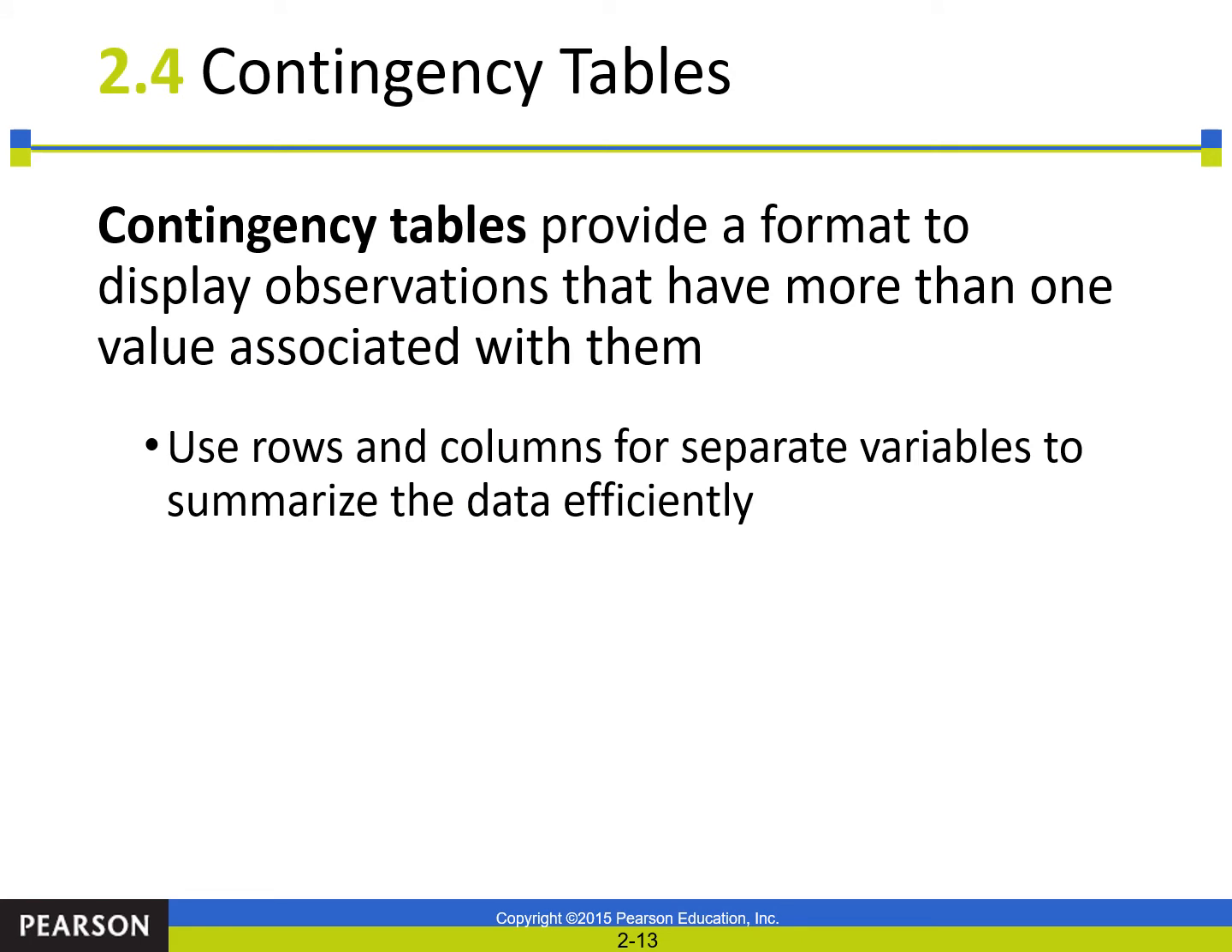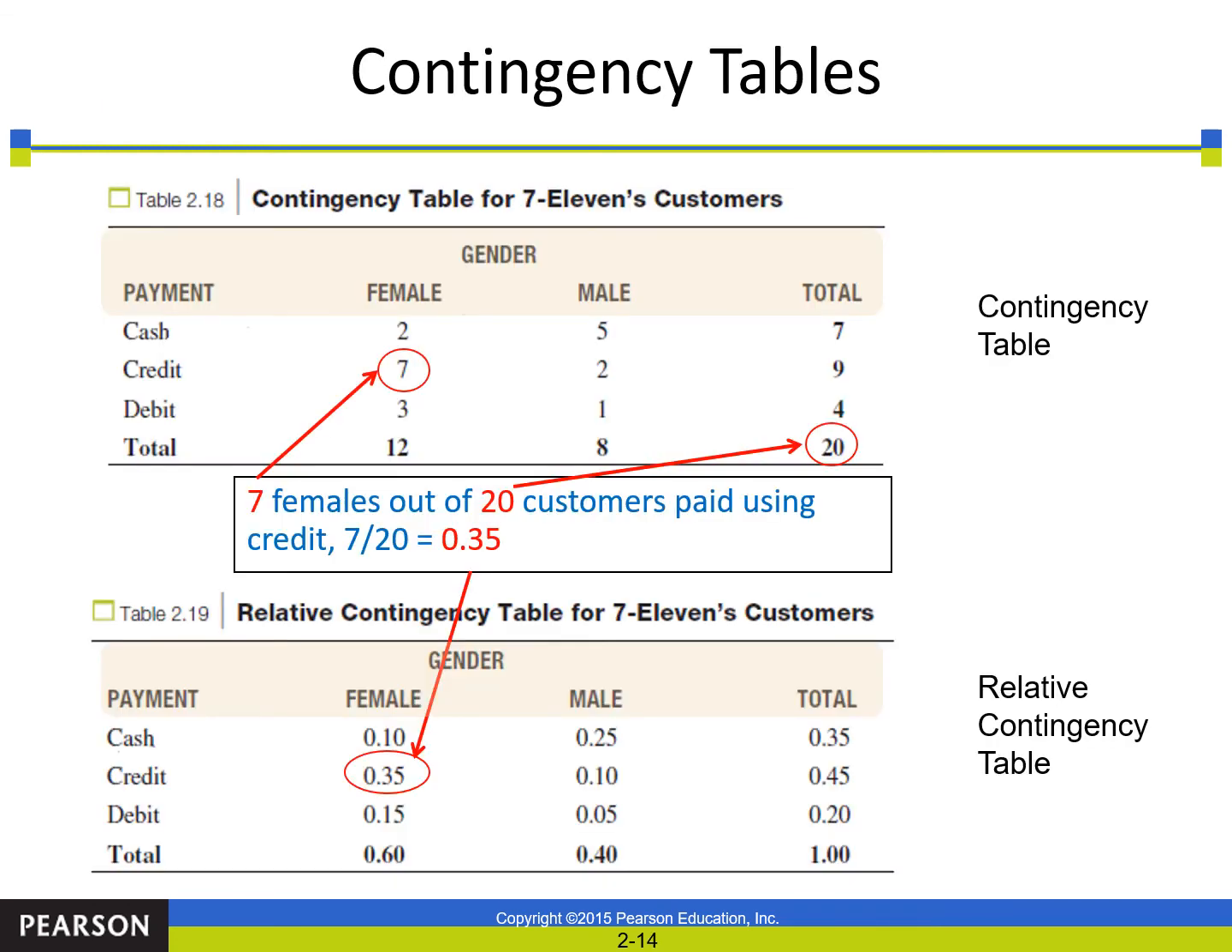We continue our discussion of displaying categorical data by looking at a very useful tool, contingency tables. These are the tables that provide us a platform for displaying data whenever we have two categories that we're interested in. And it's just a nice way to organize information if we're dealing with two qualitative variables. To better understand contingency tables, let's go ahead and take a look at the following example.